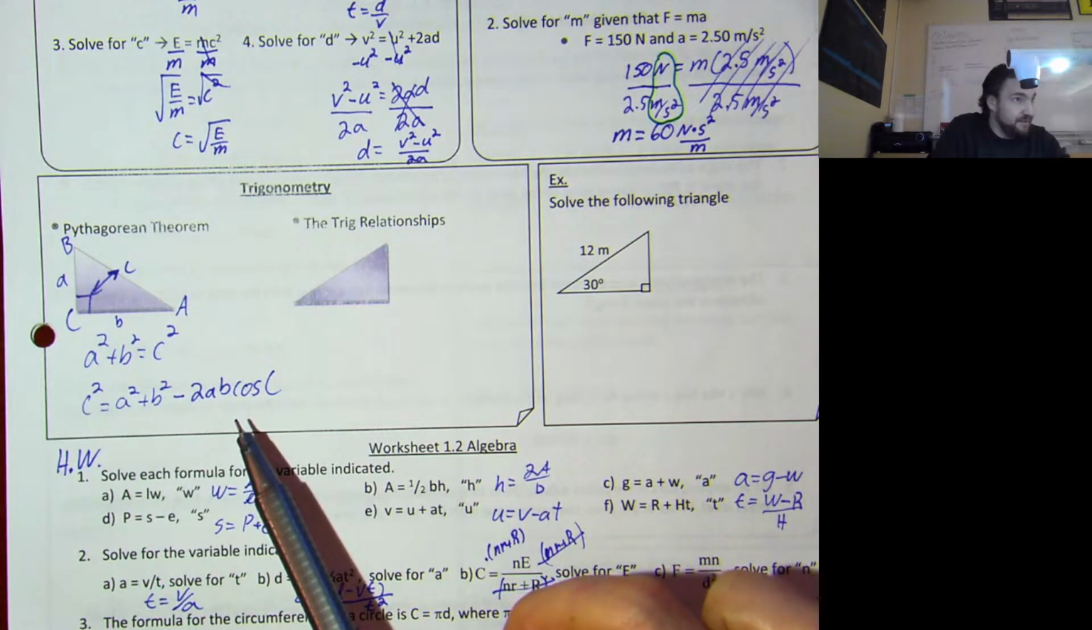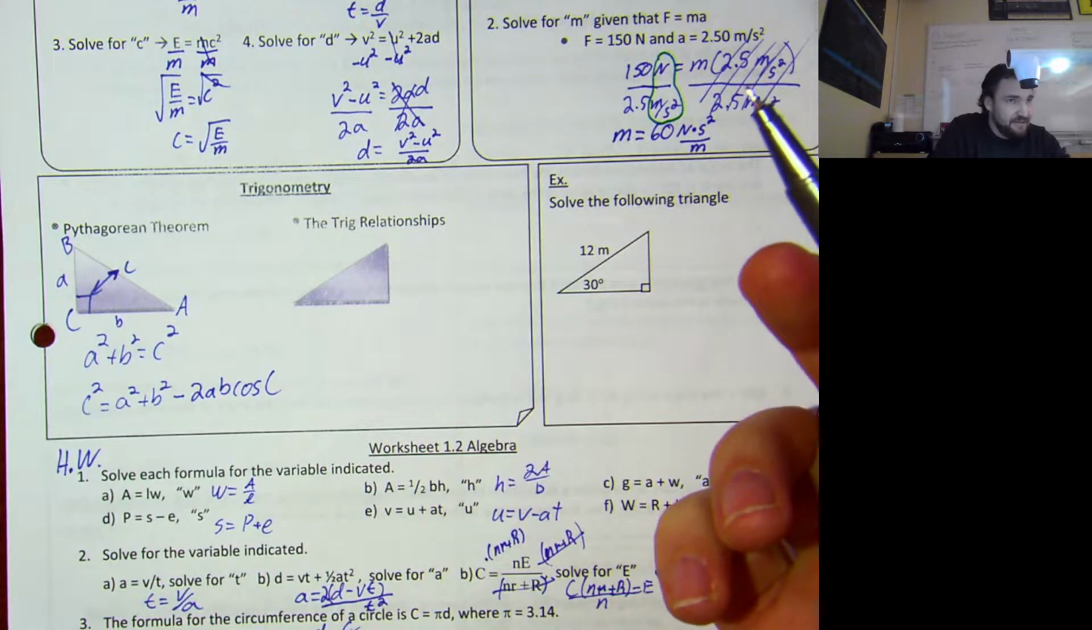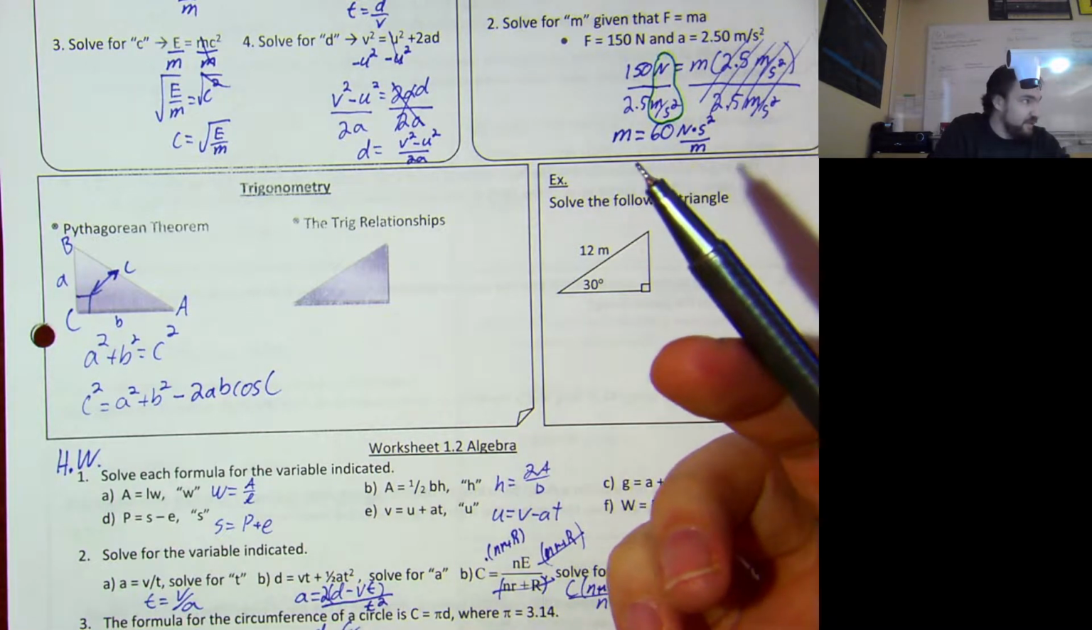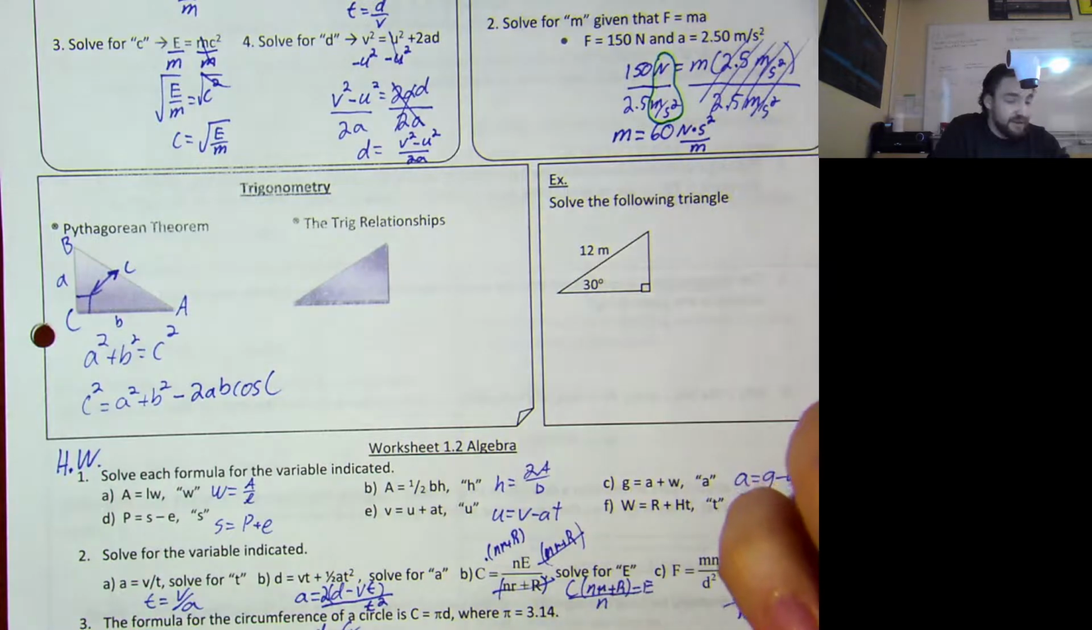Does anyone ever put that in your calculator? Did you do that when you did trig last year, in grade 10? Have you ever done that before? Grab your calculators if you've got one. What's cos of 90?